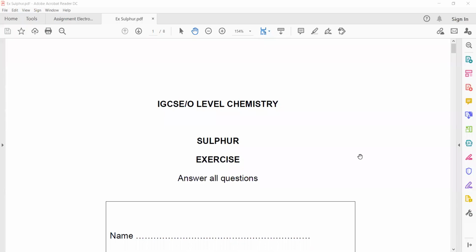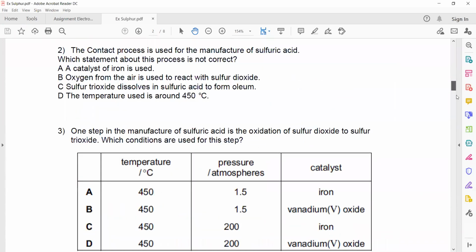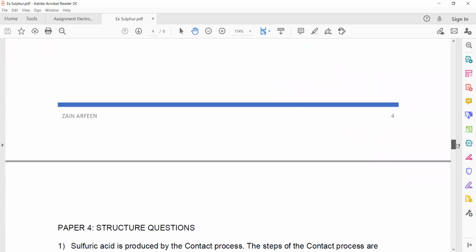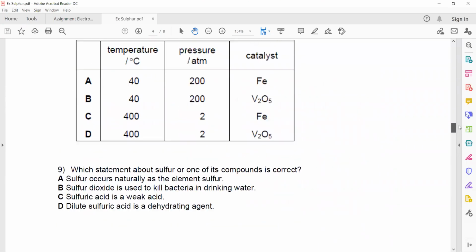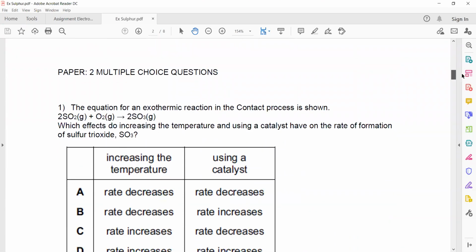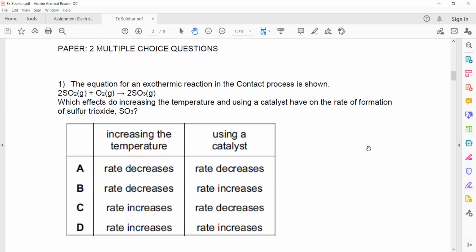Exercise sulfur. This was last week's homework. Mention the question in which you have doubt. Just mention the question number. So I'll discuss first the MCQs. Any doubt from question 1 to question 9? Is there any doubt in MCQs? Questions 4 and 5.